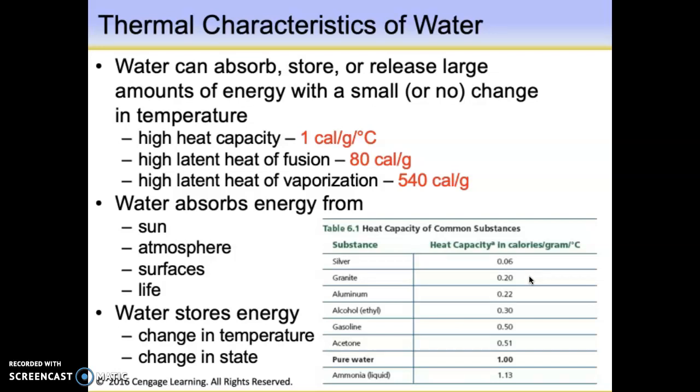Water, given the same amount of energy, will only go up 1 degree centigrade. That is a significant difference in temperature. How do you experience that? Well, think about what it's like when you go to the beach on a sunny summer day.